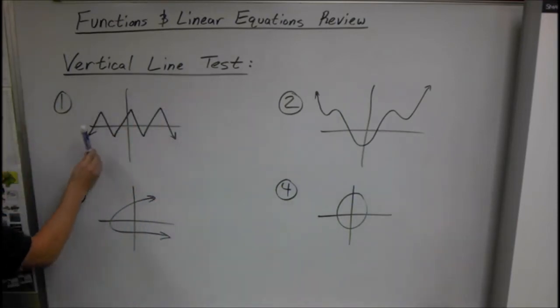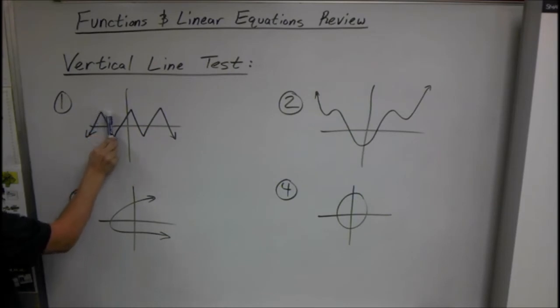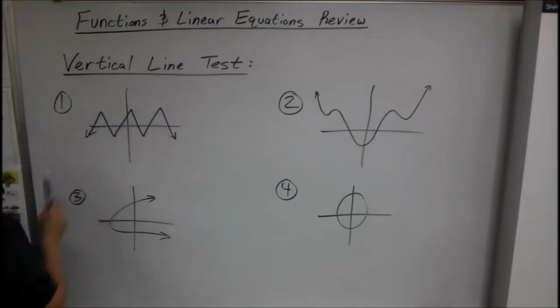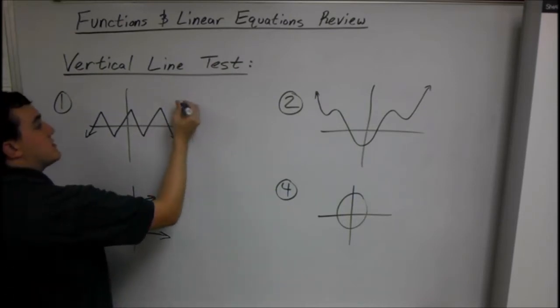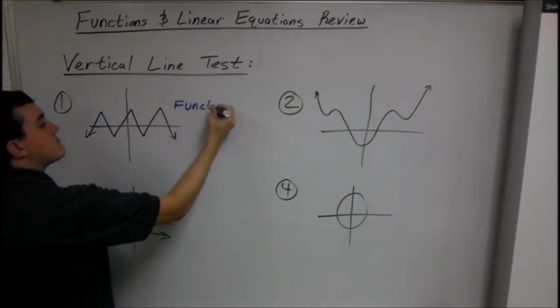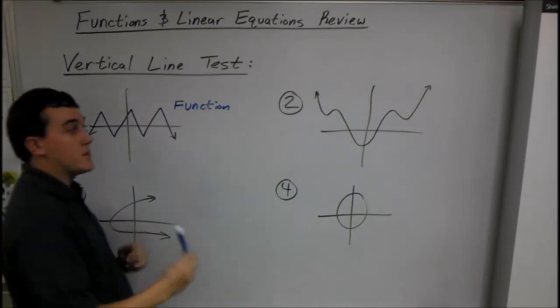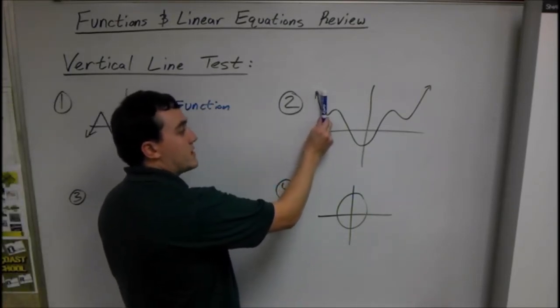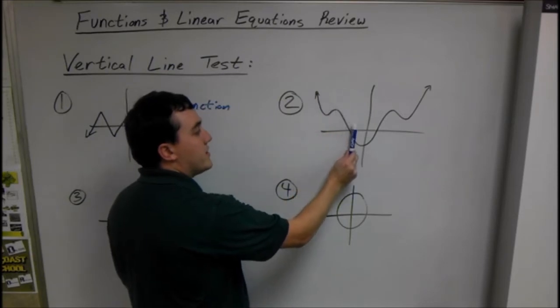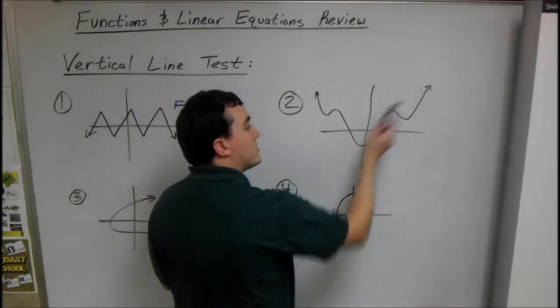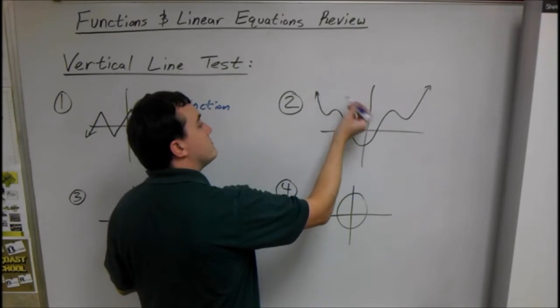Alright, so here for example, it's 1 point, 1 point, 1 point, 1 point, all the way through, even at the peaks. So this is a function. Second one, same thing. Vertical line test, take your pencil vertically, drag it across the line, only hits 1 point at a time, so this is indeed a function.